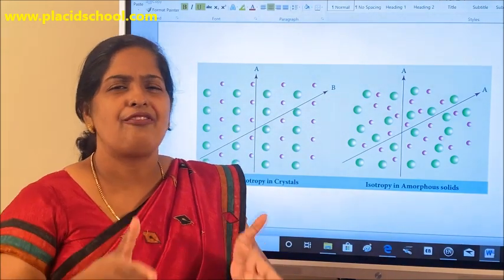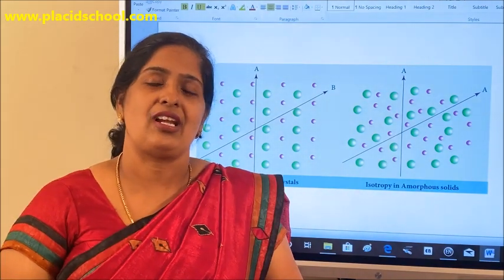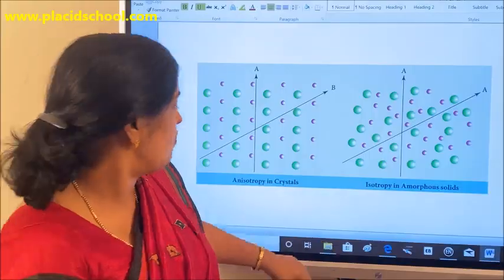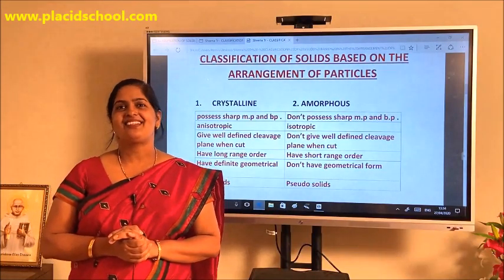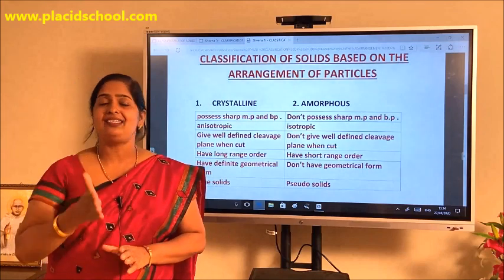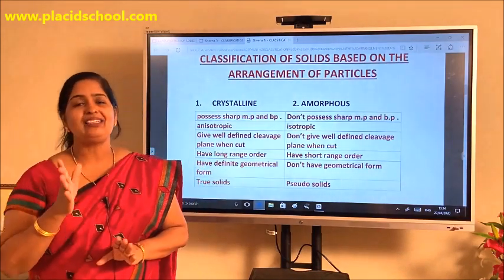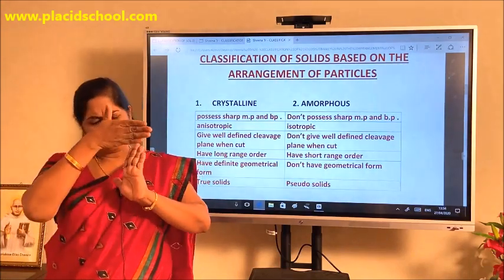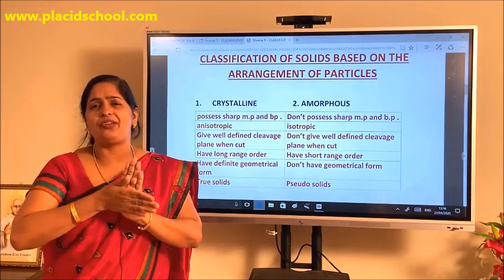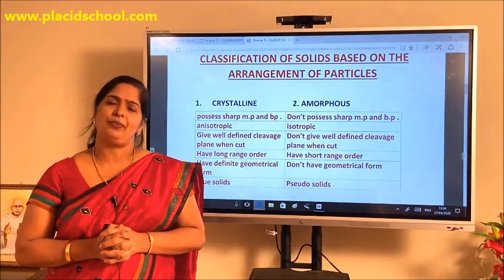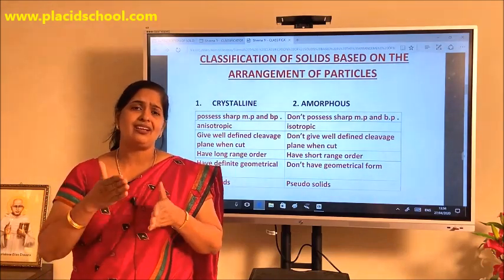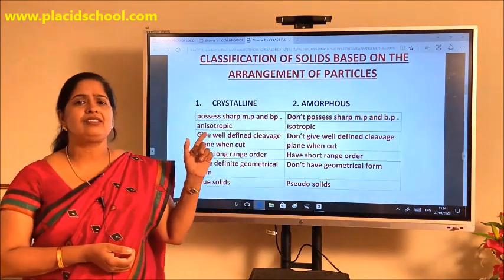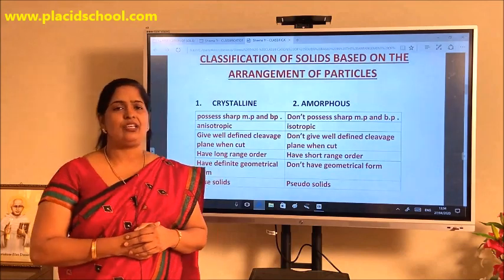So they don't show difference in the physical properties like electrical resistance, electrical and thermal conductivity, and refractive index. Now, third difference, crystalline solids, when we cut it, we get a well-defined cleavage plane. You might have seen when we cut some metals, we can see the plane, that cleavage plane is very smooth. So it's a property of a crystalline solid. Crystalline solids, when we cut it, give a well-defined cleavage plane, whereas amorphous solids will not give a well-defined cleavage plane.